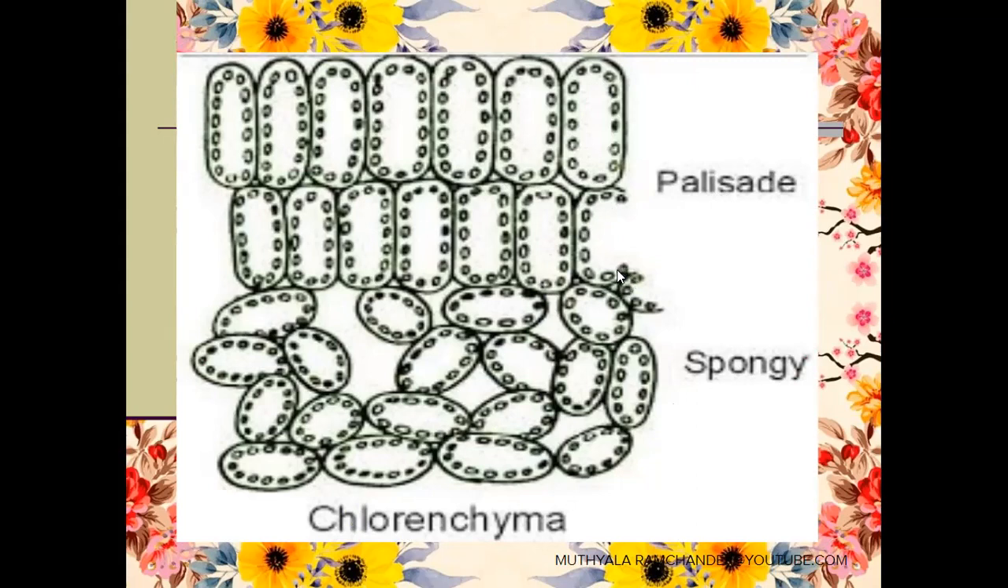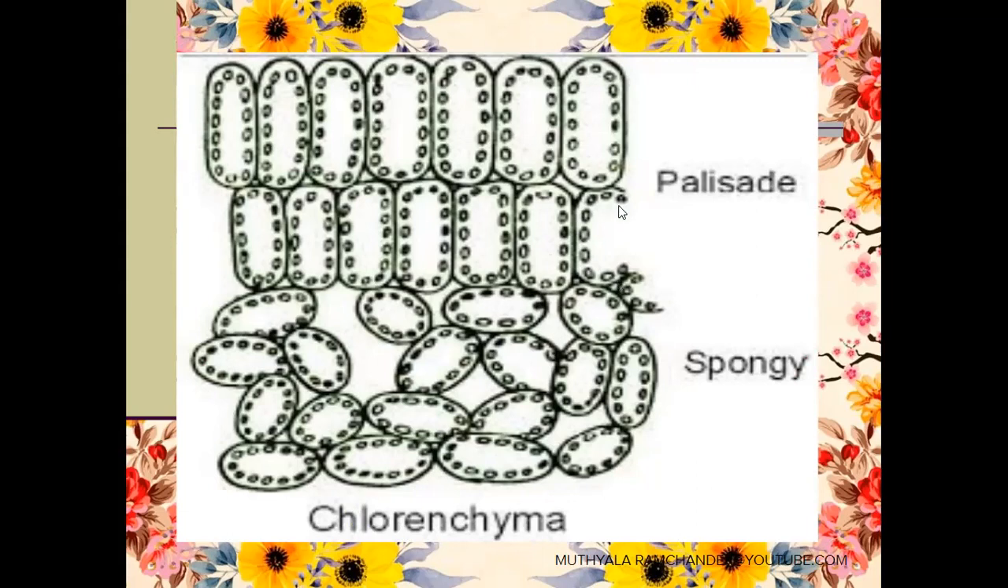Chloroplast pigments present in any parenchyma make those parenchyma cells, those tissues, called chlorenchyma. Chlorenchyma means chloroplast present in the parenchyma. It is present in the mesophyll of the leaf, and also in the epidermis of the young shoot. Then what is the function here? Chlorenchyma function is only photosynthesis, because these are composed of chloroplast pigments.